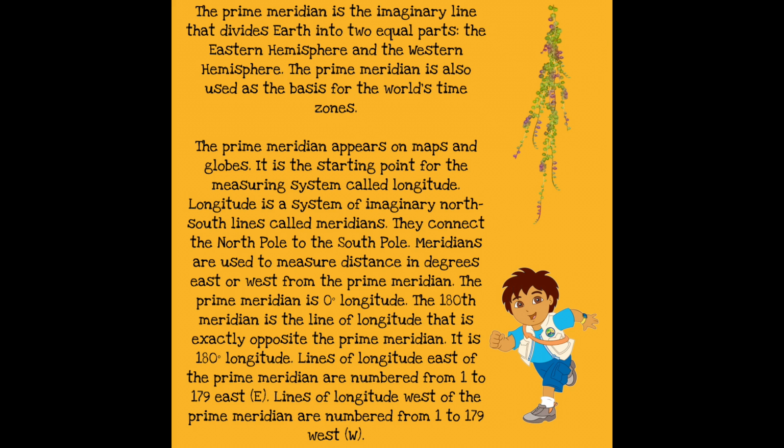The 180th meridian is the line of longitude that is exactly opposite the Prime Meridian. It is 180 degrees longitude. Lines of longitude east of the Prime Meridian are numbered from 1 to 179 east. Lines of longitude west of the Prime Meridian are numbered from 1 to 179 west.